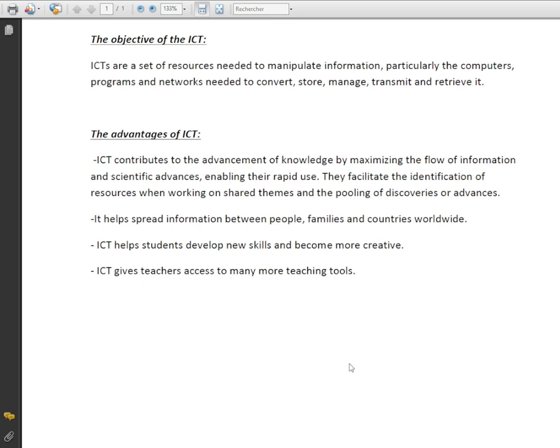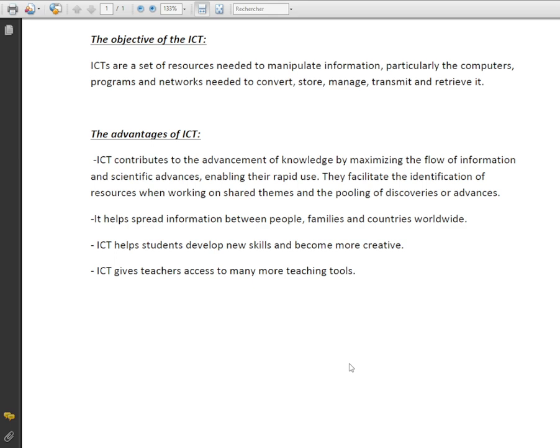Then, for the second one, it helps spread information between people, families, and countries worldwide. Like we've said in the previous point, there is no shortage of tools we can use to spread information everywhere and anywhere we want, with anyone we want. There's practically no end to it, and there are all the apps and programs that enable us to do so.